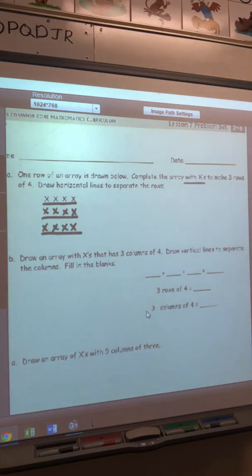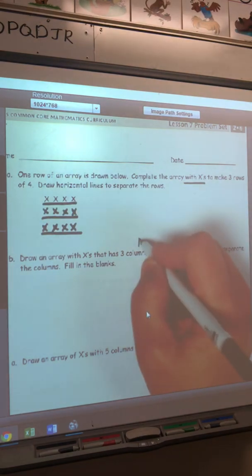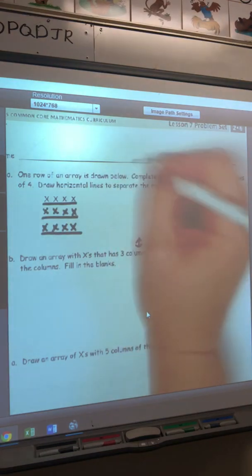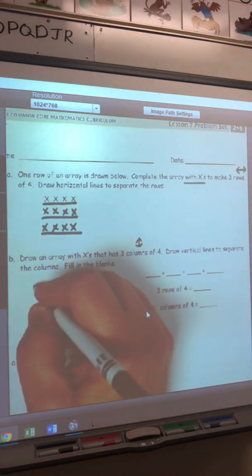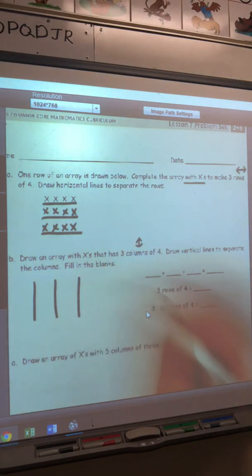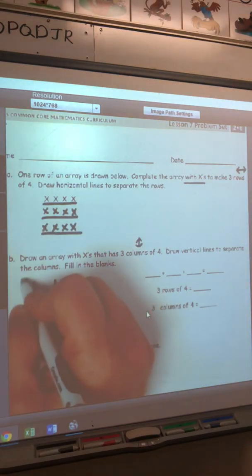Draw an array with x's that has 3 columns of 4. Remember, it is okay to write on here. Columns are vertical, they go up and down. Rows are horizontal, left to right, okay? It's okay to put that on there. So we want 3 columns. So this is column 1, 2, 3. 3 columns of 4, and they want us to draw x's.